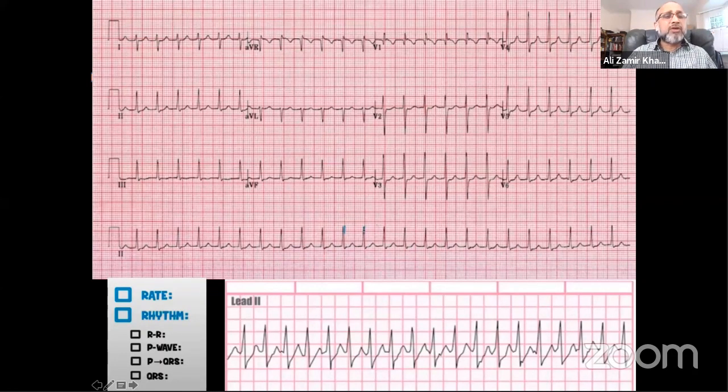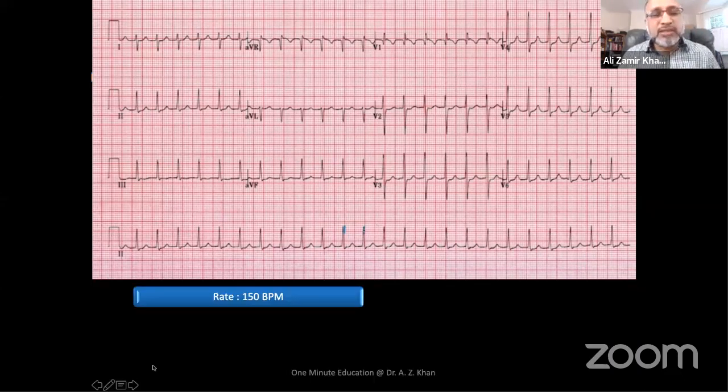Whenever you see an ECG, you have to see the ECG in 12 leads, but more importantly, you've also got to see the rhythm strip. The rhythm strip is very important, and you must always go in this order. You must always look for the rate. You must look for the rhythm. Look for the R to R interval, which gives you the rate. Look for the P wave. Look for the P to QRS transmission, which is the PR interval, and then look for the QRS.